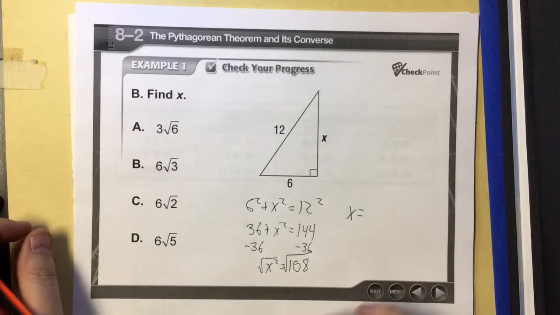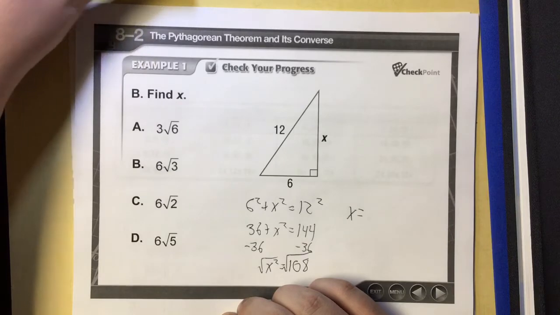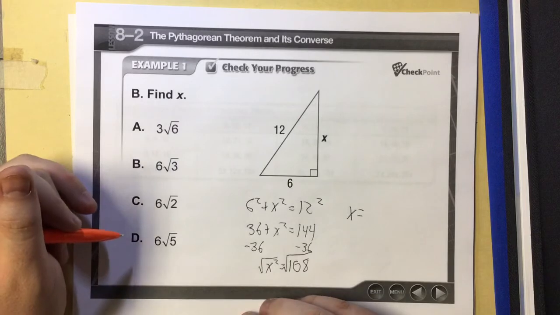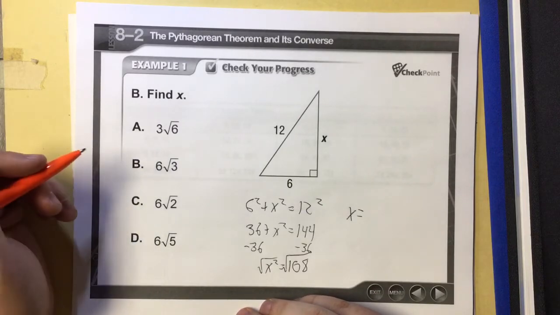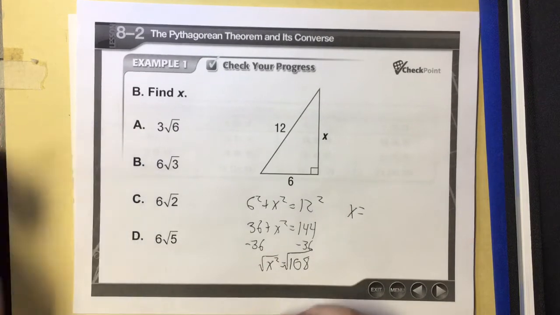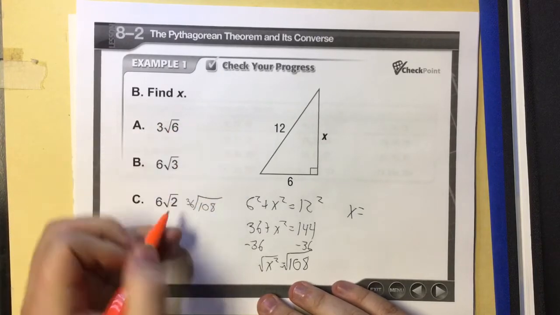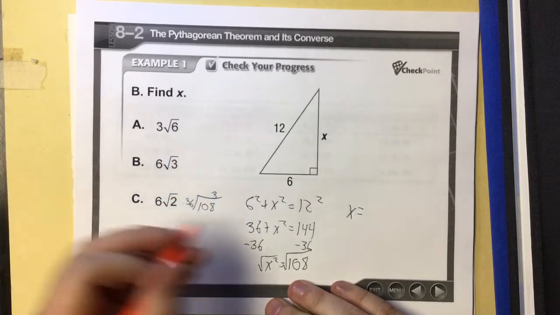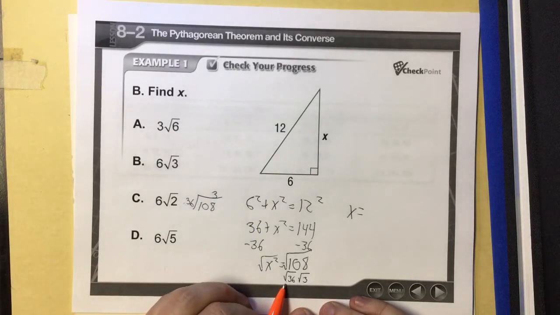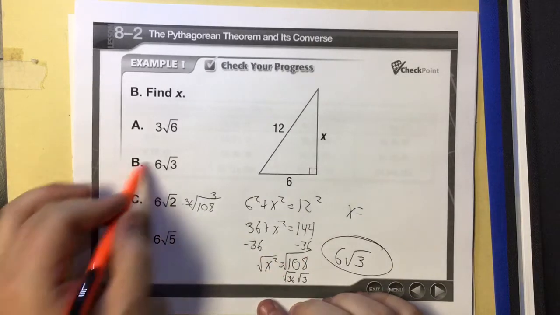X equals, and now we need to find perfect square factors of 108. Perfect squares are 4. Seems like 4 might work, but let's see if there's anything bigger. 9, maybe. 9 will work. Anything bigger than that? 36. Let's try 36. If we do 108 divided by 36, you get 3. So I'm going to break this apart to radical 36, radical 3. The square root of 36 is 6. 3 is stuck under the square root. So we have 6 radical 3.